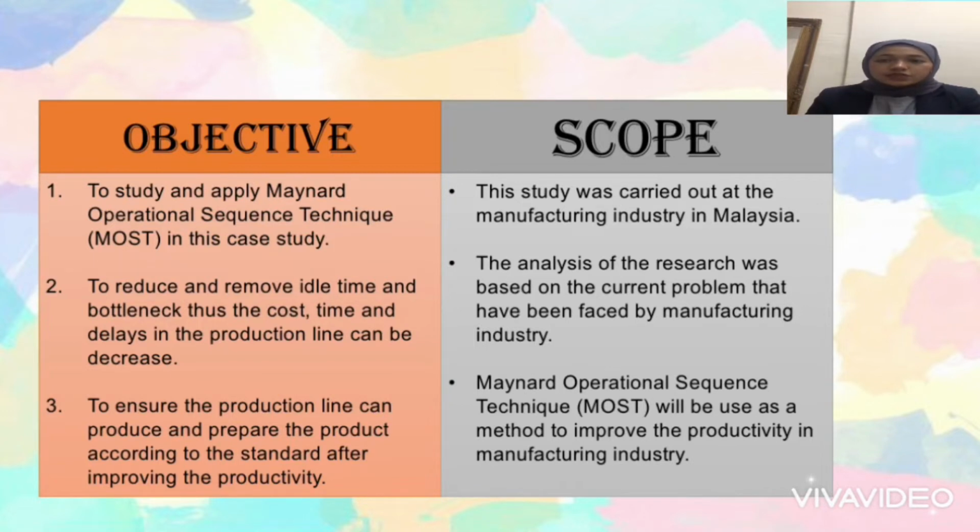First, this study was carried out at the manufacturing industry in Malaysia. The analysis of the research was based on the current problem that have been faced in manufacturing industry. Maynard operational sequence technique, MOST, will be used as a method to improve the productivity in manufacturing industry.